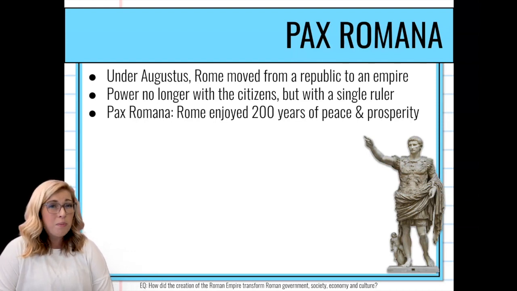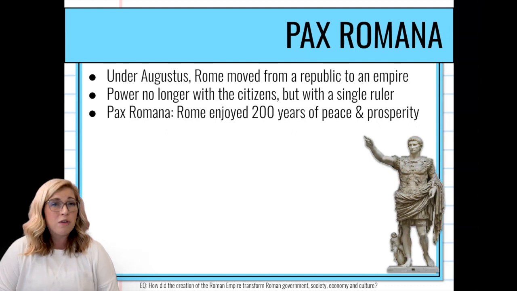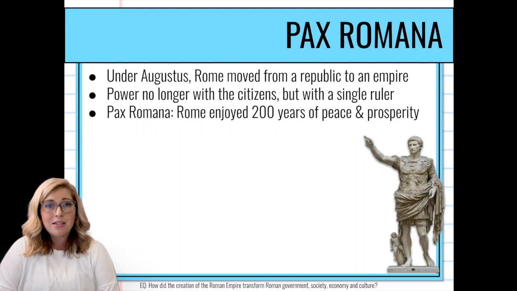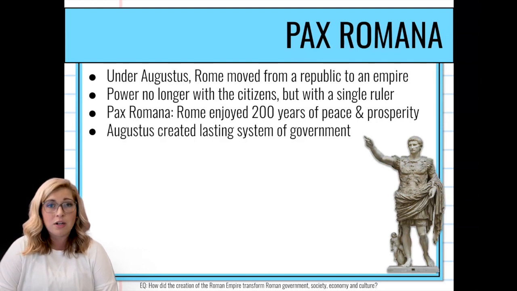They had some good emperors, they had some bad emperors, but for the most part, those 200 years are not too shabby. It's kind of like, as we talked about with Greece, their golden age, this is kind of Rome's golden age. Augustus creates a lasting government that succeeds well after his death. He dies in 14 BCE, but what he sets up carries through for later generations.